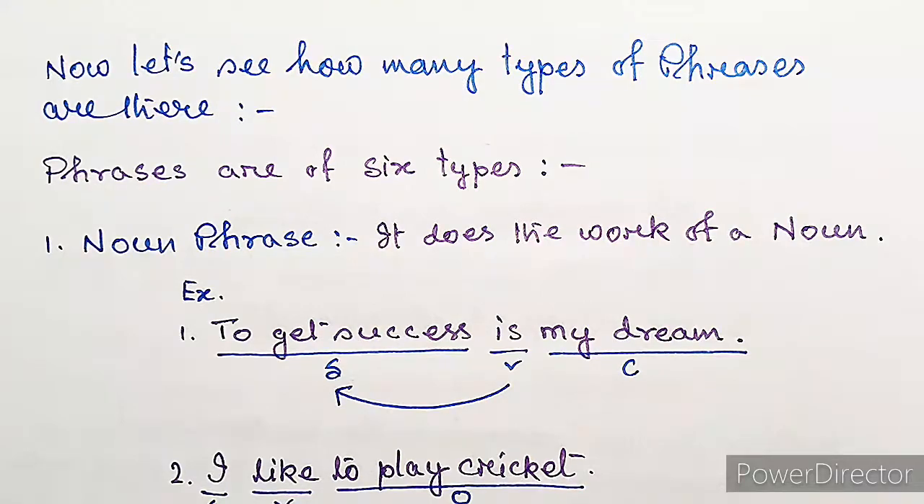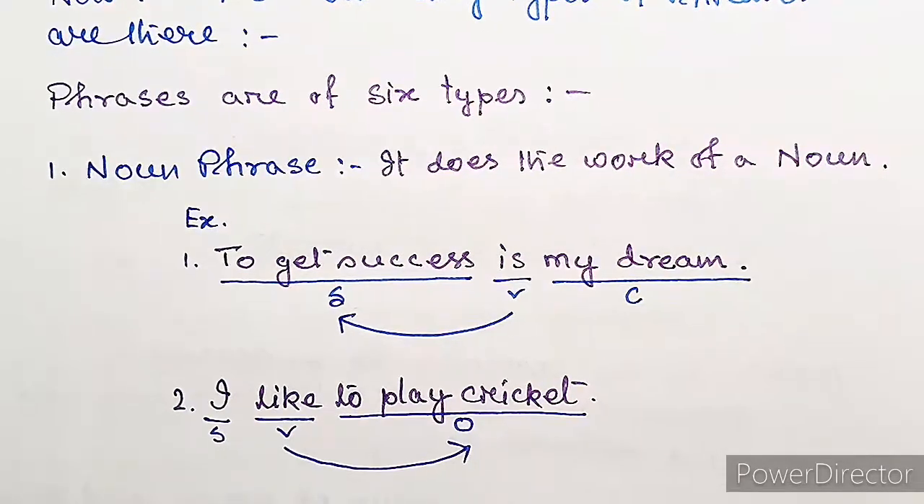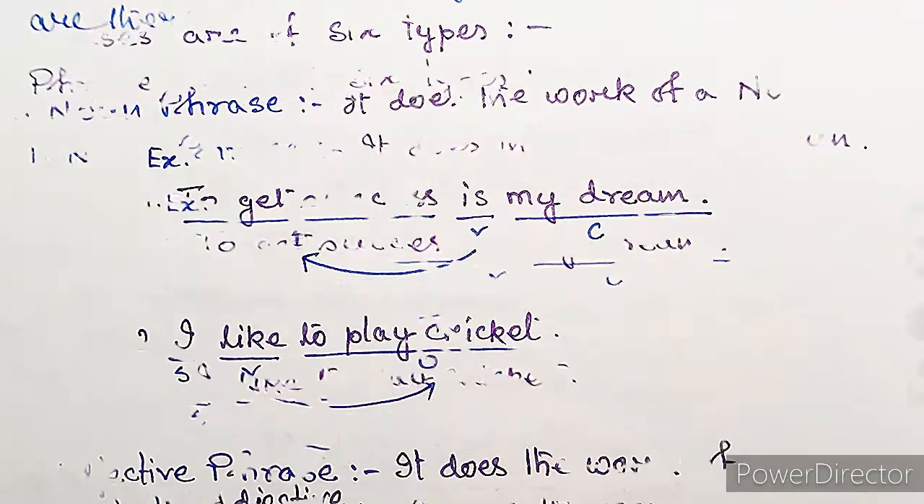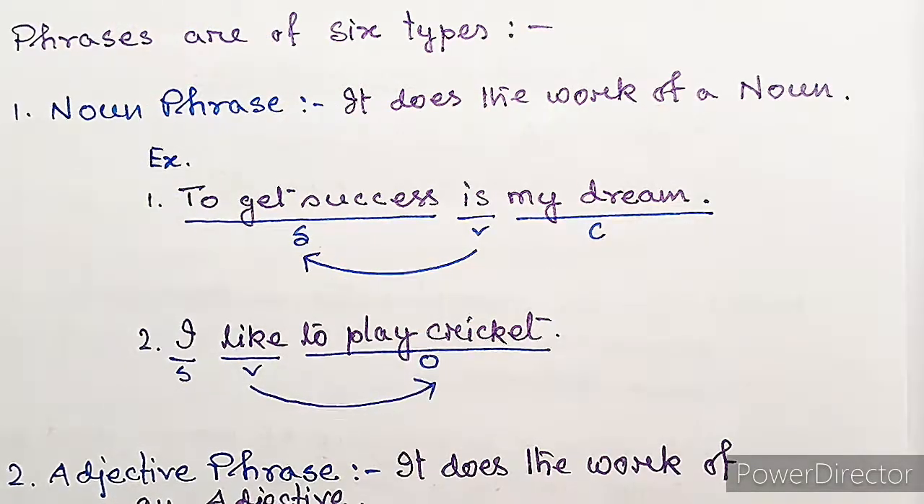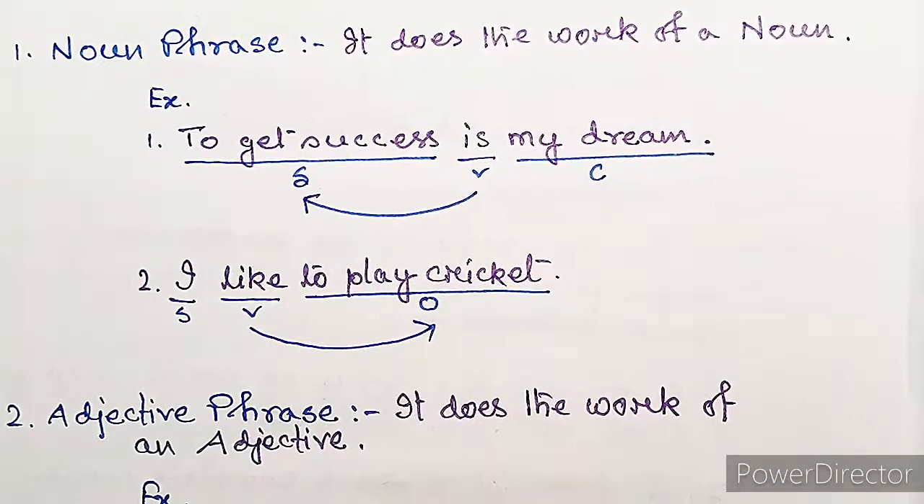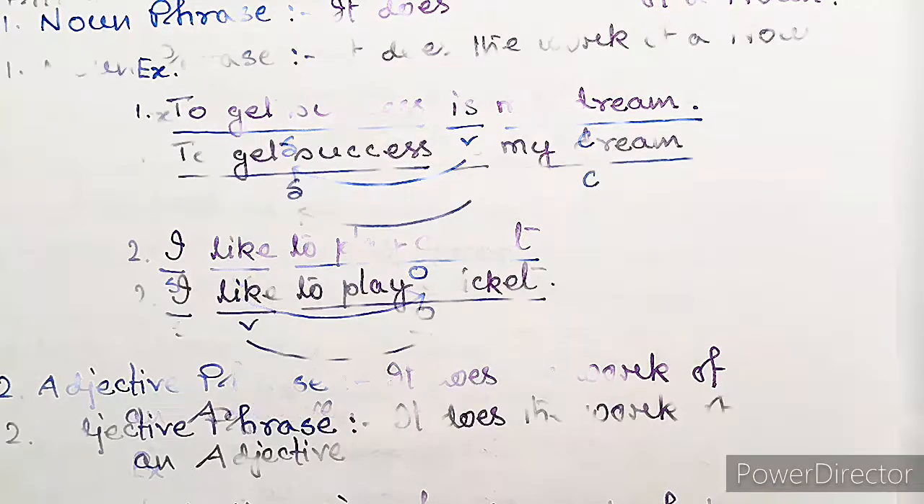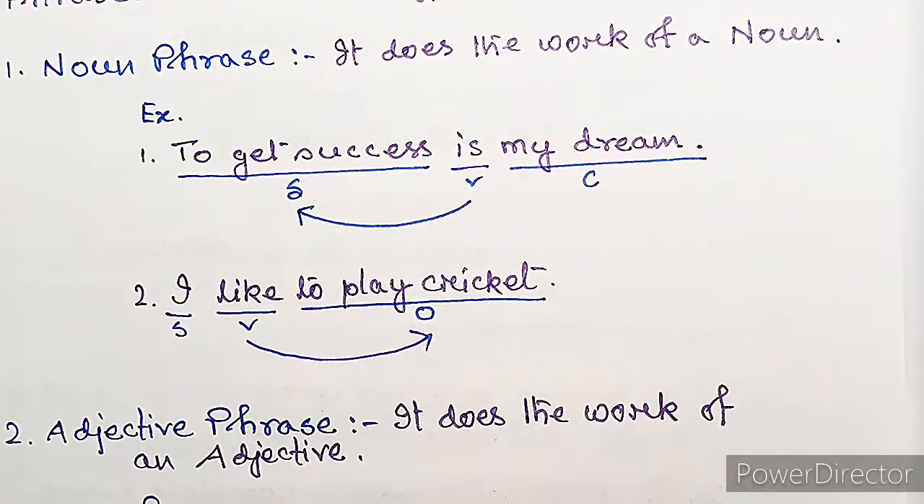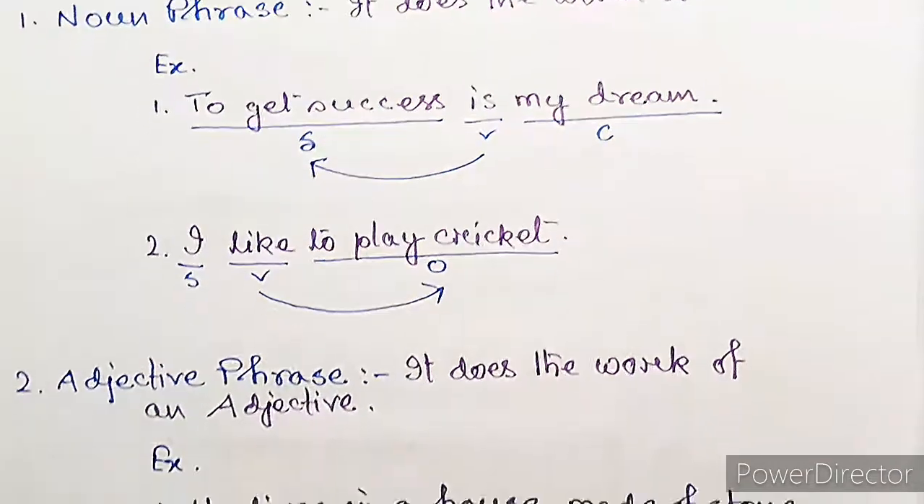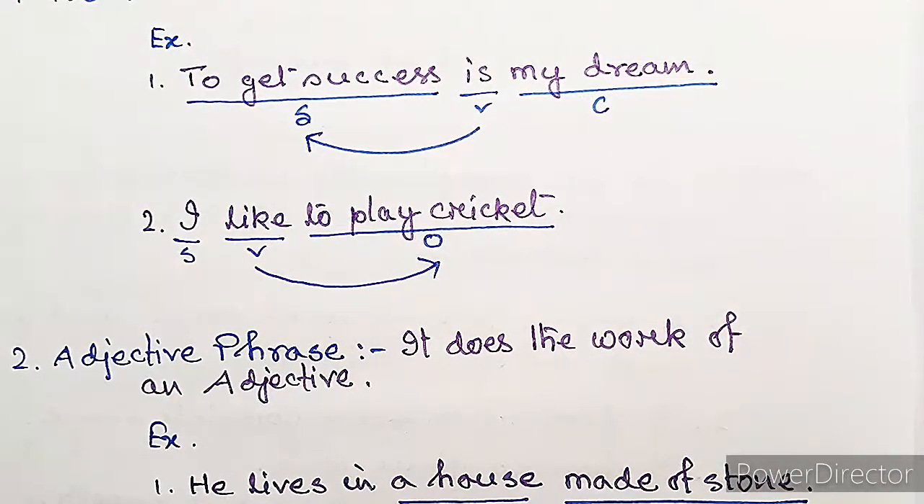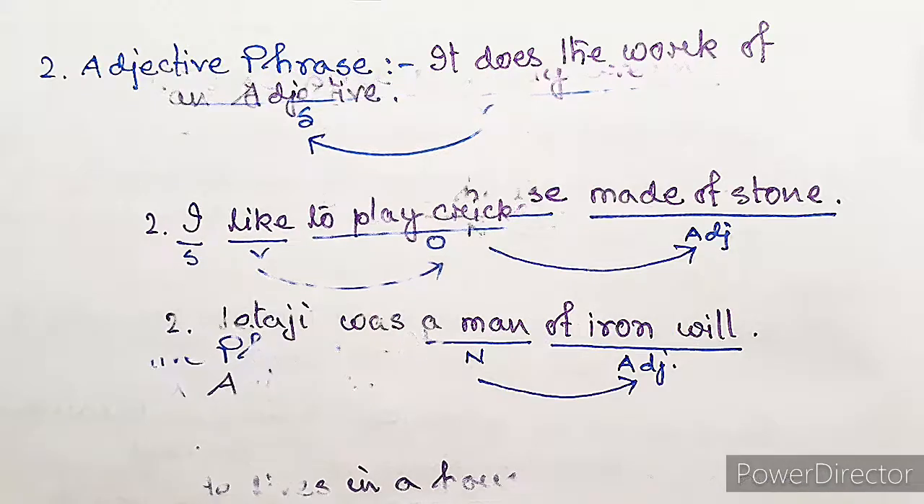Now let's see how many types of phrases there are. Phrases are of 6 types. Noun phrase. It does the work of a noun. Note the example. To get success is my dream. Example 2: I like to play cricket. In example 1, we can see the expression to get success is the subject to the verb is. And in example 2, the expression to play cricket is the object to the verb like. So, these are nouns in their functions.